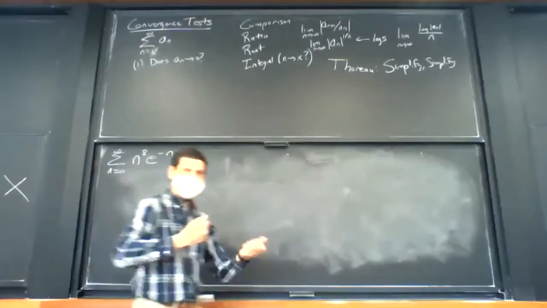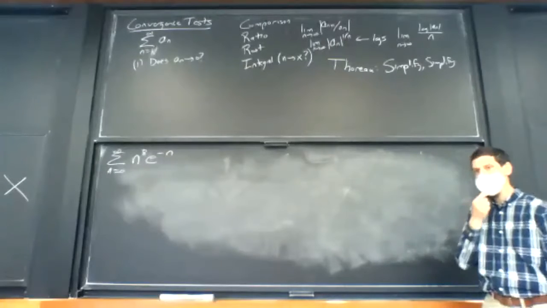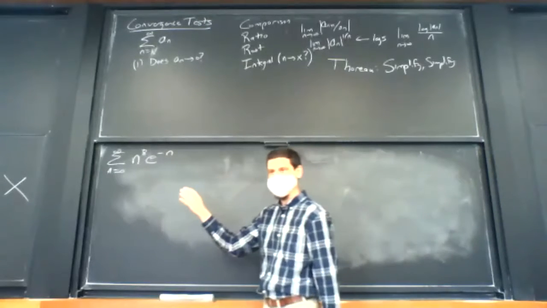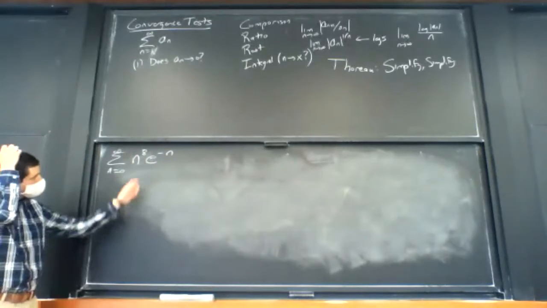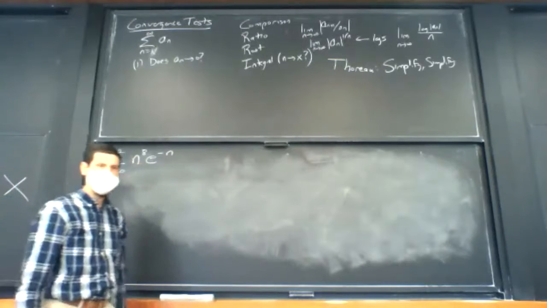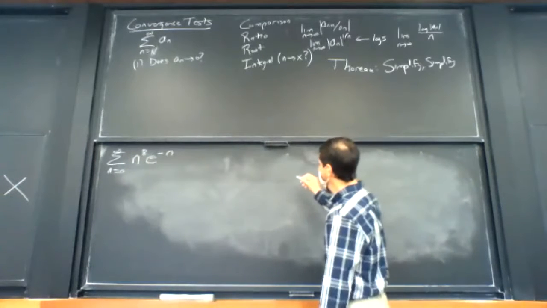So it has 2 competing factors. And it turns out exponential decay kills polynomial growth. This is going to converge easily. There's a lot of different ways we can do the calculation. Instead of doing n to the 8, I could, of course, do n to any power. I'm doing 8 just for simplicity. Okay. So let's do a comparison.